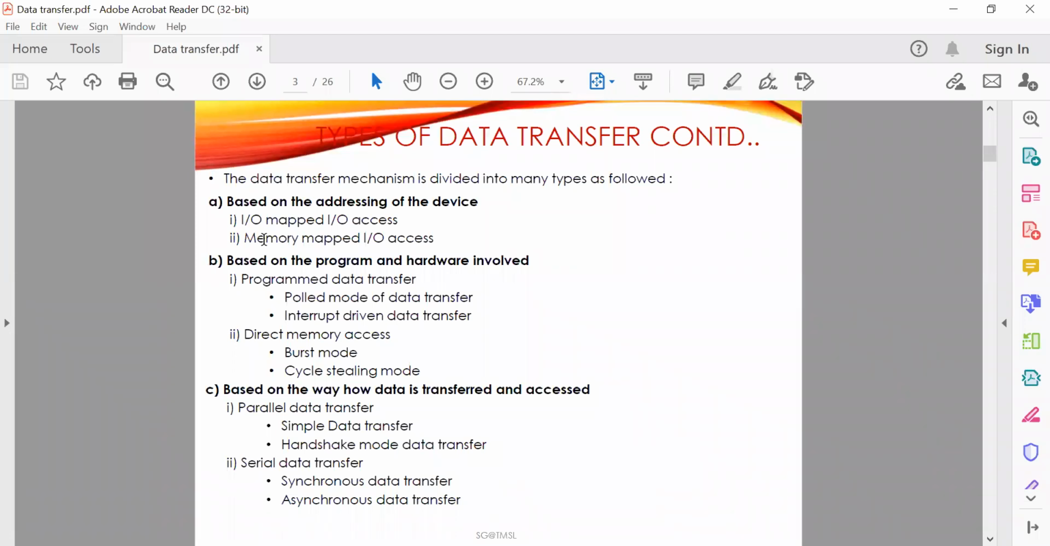And so different standards are maintained, like IEEE 488 standards, but it's not in the syllabus. So that's all. These are the different techniques which can be performed using any one of these methods, as per the requirement.